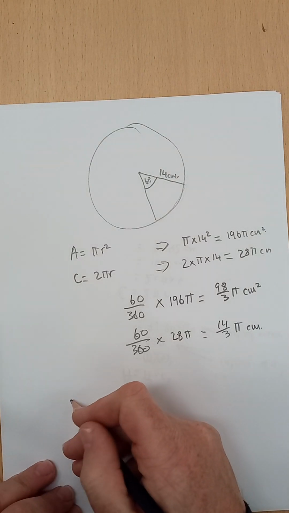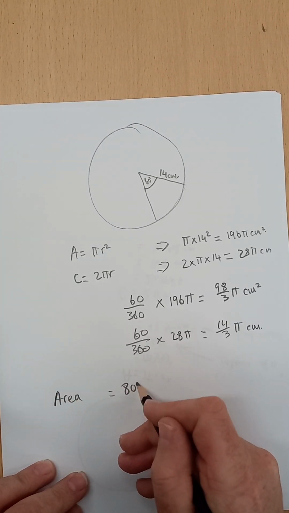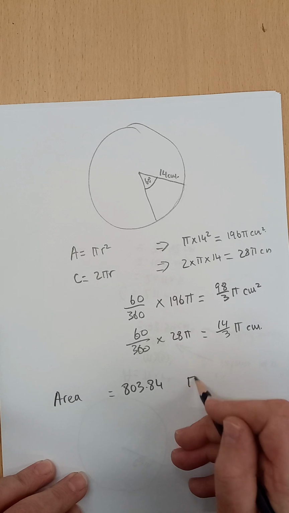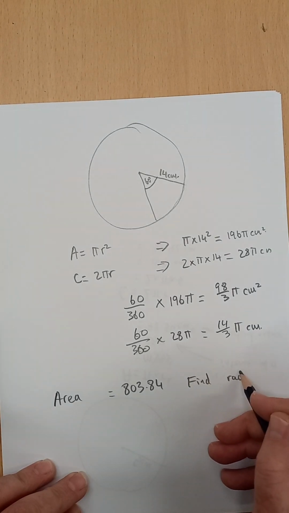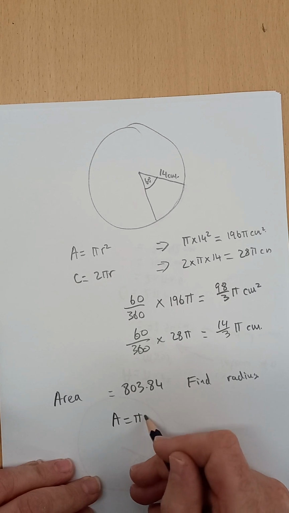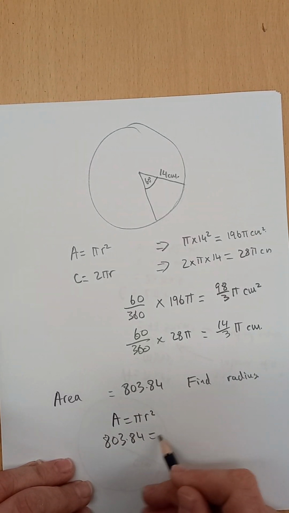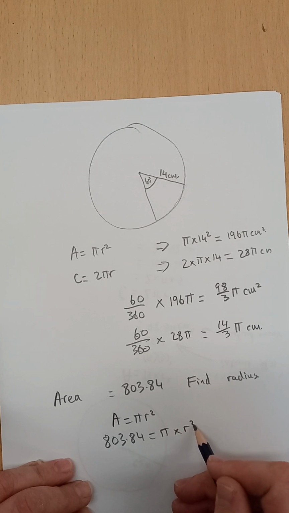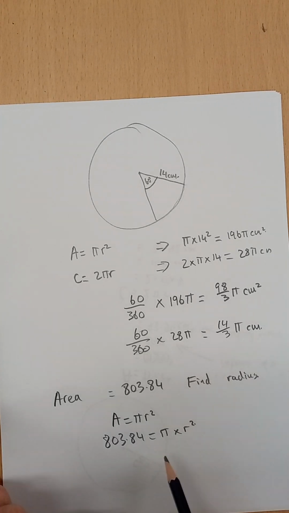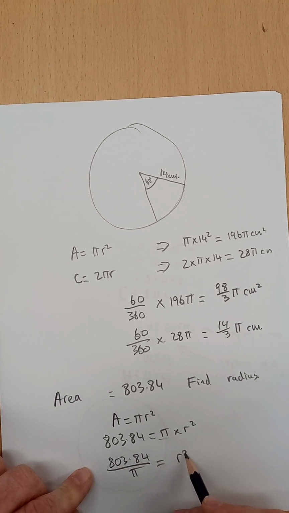So for example, here's one for you. The area of a circle is equal to 803.84. Find the radius. So we'll set it up. We know that area is equal to pi r squared. So that means 803.84 is equal to pi multiplied by r squared. Now remember, what's our trick? We divide across by the things we know. We know pi, so I'm going to divide him by pi, and that will give me the number squared.